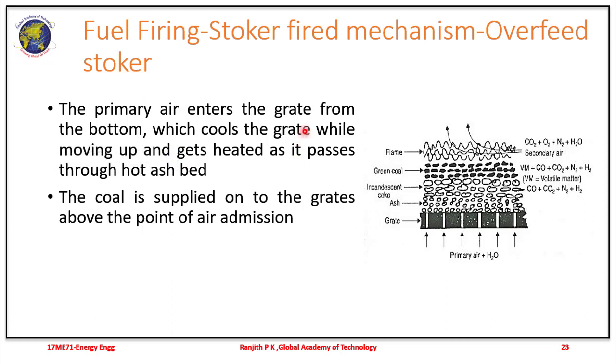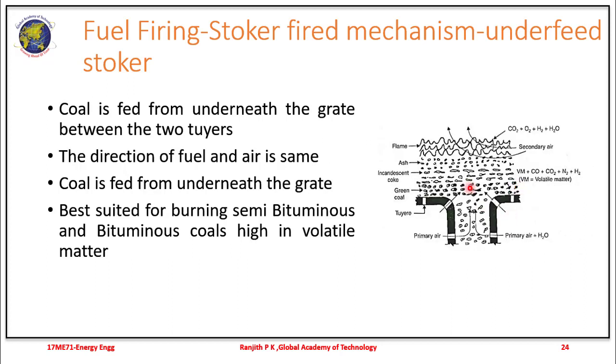Before we understand the subclassification of this, we need to understand the principle of an overfeed stoker. In this overfeed stoker, the primary air enters the grate from the bottom as shown here, and cools the grate while moving up, and this air gets heated as it passes through the hot ash bed, and the coal is supplied to the grate above the point of air admission, hence the name overfeed. So air is supplied at the bottom and coal on the top, whereas in the underfeed mechanism, coal is fed from underneath the grate.